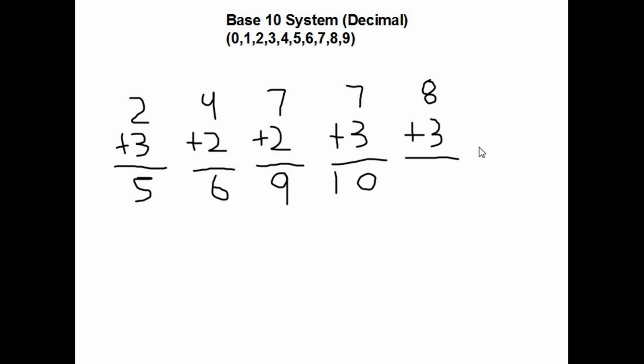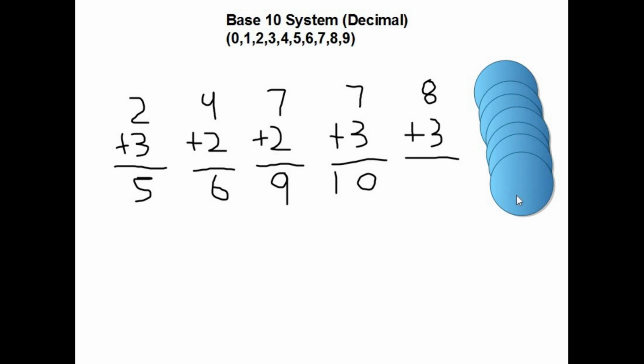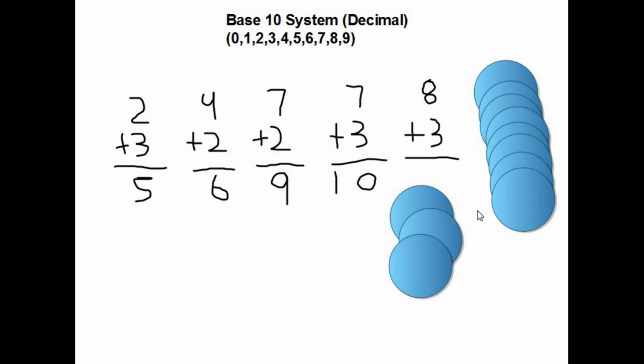Now let's solve for 8 and 3 in the similar manner. Let's say we have 8 disks. 1, 2, 3, 4, 5, 6, 7, and 8. And we want to add 3 more disks to it. 1, 2, and 3. Since there are 8 disks in the blue box column and there is a space for 1 more disk, so we'll shift this disk to the blue box column.